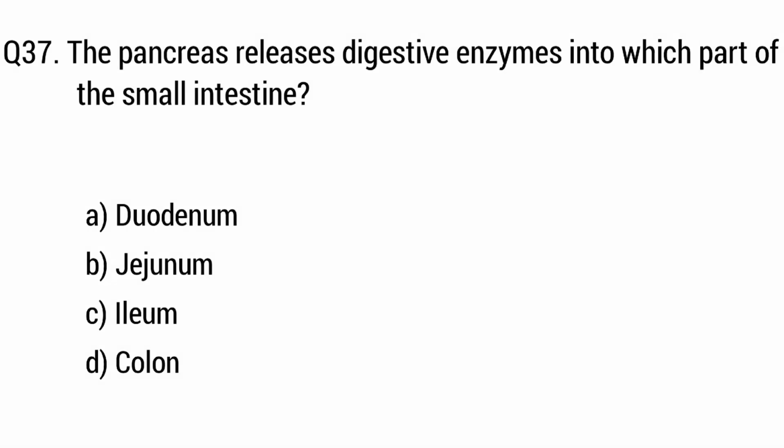Question 37. The pancreas releases digestive enzyme into which part of the small intestine? Option A duodenum, B jejunum, C ileum, D colon. But the right answer is option A duodenum.